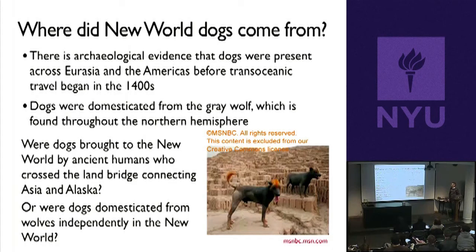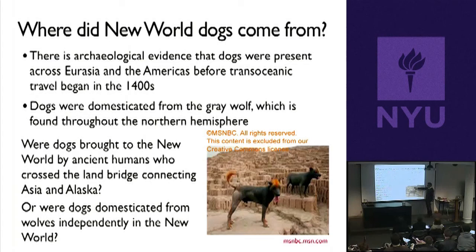There are dogs that are living in parts of the Americas that are strange-looking, okay? And there's archaeological evidence that there were domesticated dogs in Europe and in the Americas before Columbus, basically before exploration and colonization of the Americas took place. And as we know now, dogs were domesticated from the gray wolf, which is found throughout the Northern Hemisphere. And so the question is, where did these New World dogs, these American dogs, come from? Were they European dogs that a long time ago came with ancient humans when there was a land bridge between far, far Eastern Asia, Siberia basically, and the Americas up by Alaska? Or was it an independent thing?